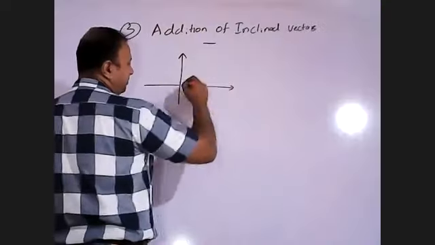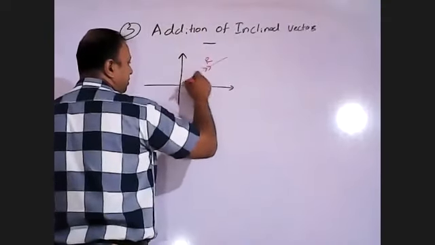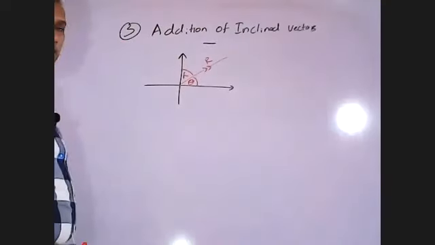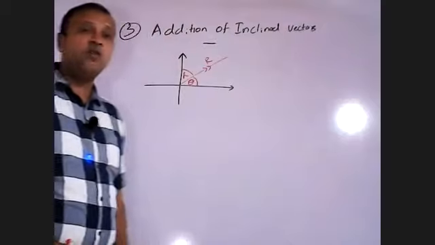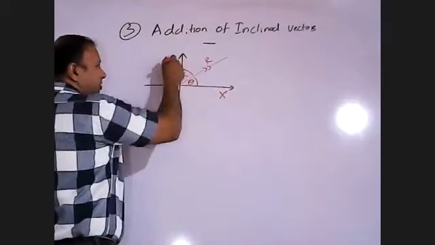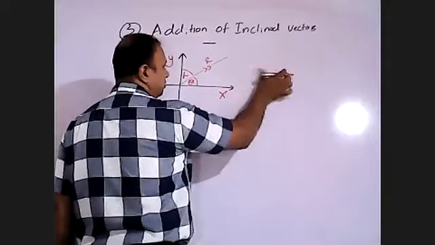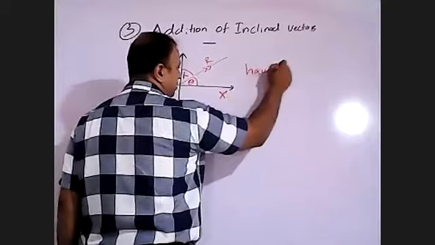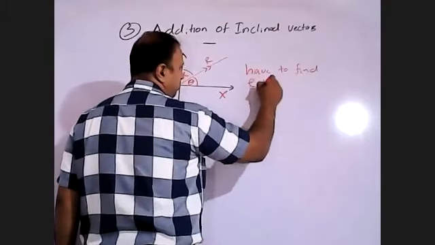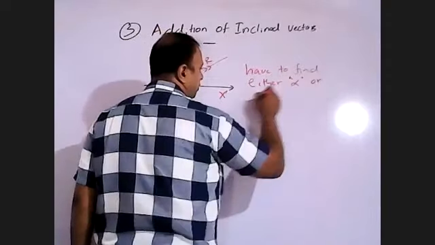This thing you have to find theta. This is alpha. You have to find either theta or alpha. X, Y. So you have to find either alpha or theta.